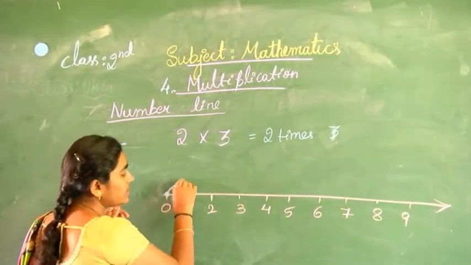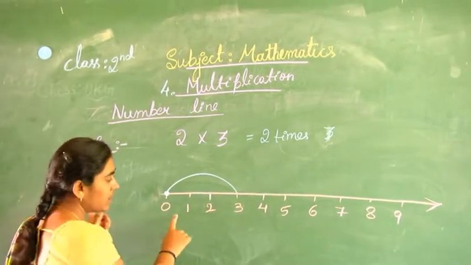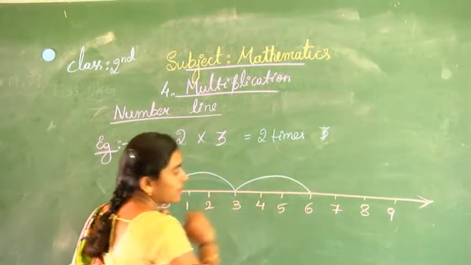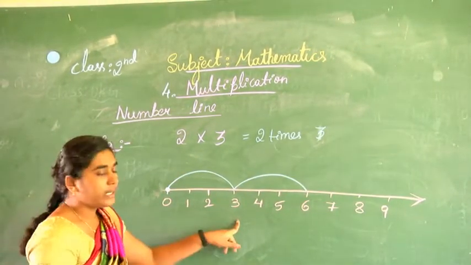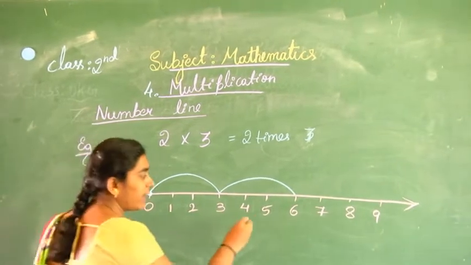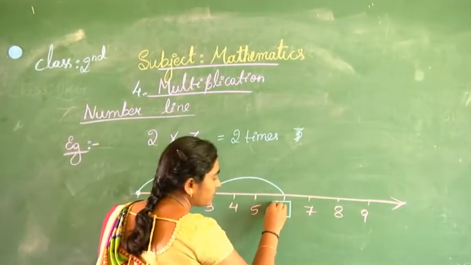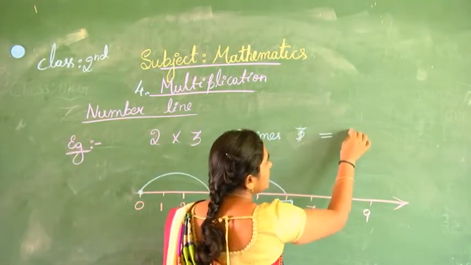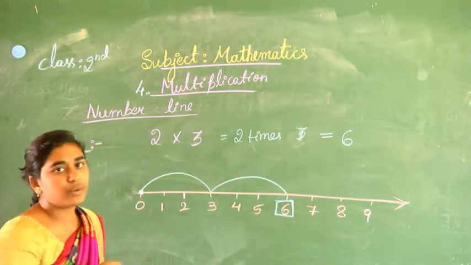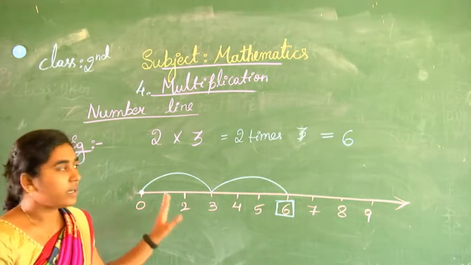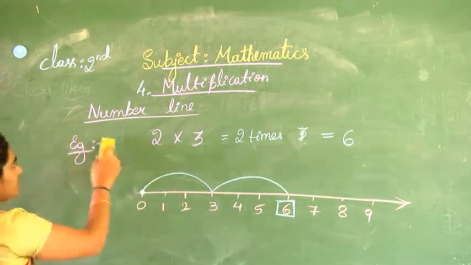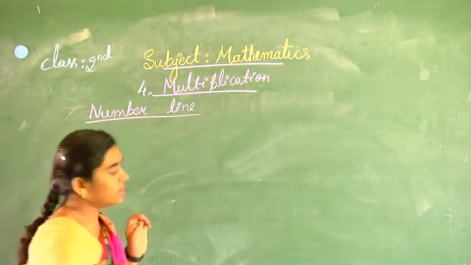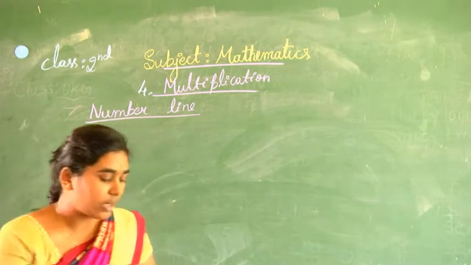So jump 2 times. 1 time 3 I have jumped, and the second time also I need to jump 3, right? 1 time, 2 times. So what is the final number where I stopped? That is 6. So 2 3s is 6. Like this we use the number line to multiply the numbers. Now let's see the questions which are in the exercise. You already know this method and you can solve directly.